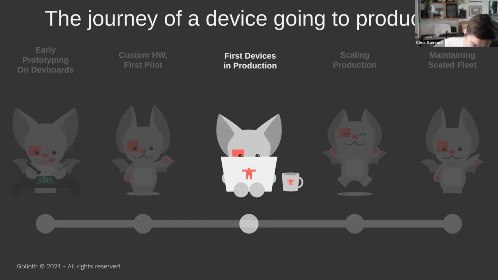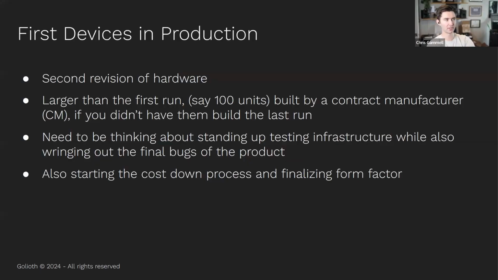That was the first 10 devices. Now let's talk about when you're actually in production, right? So maybe you're at a contract manufacturer, shortened to CM, and you're going to be maybe up to 100 units. But now you need to be thinking about things like test infrastructure, right? You're probably going to have a programming stand, a test stand at your manufacturer. You should be pushing that forward as much as possible.